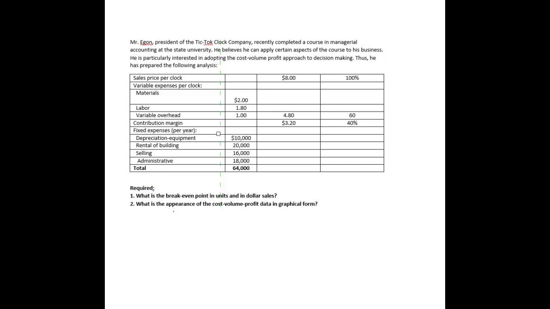So now we're asked to graphically depict what the cost volume profit data listed in this problem looks like. In order to do that, I'm going to pull up Excel here and show you how we can create a couple of line graphs using the cost equation that we should understand now, given the fixed cost of $64,000, the variable cost of $4.80 per unit, and the sales price of $8 per clock.